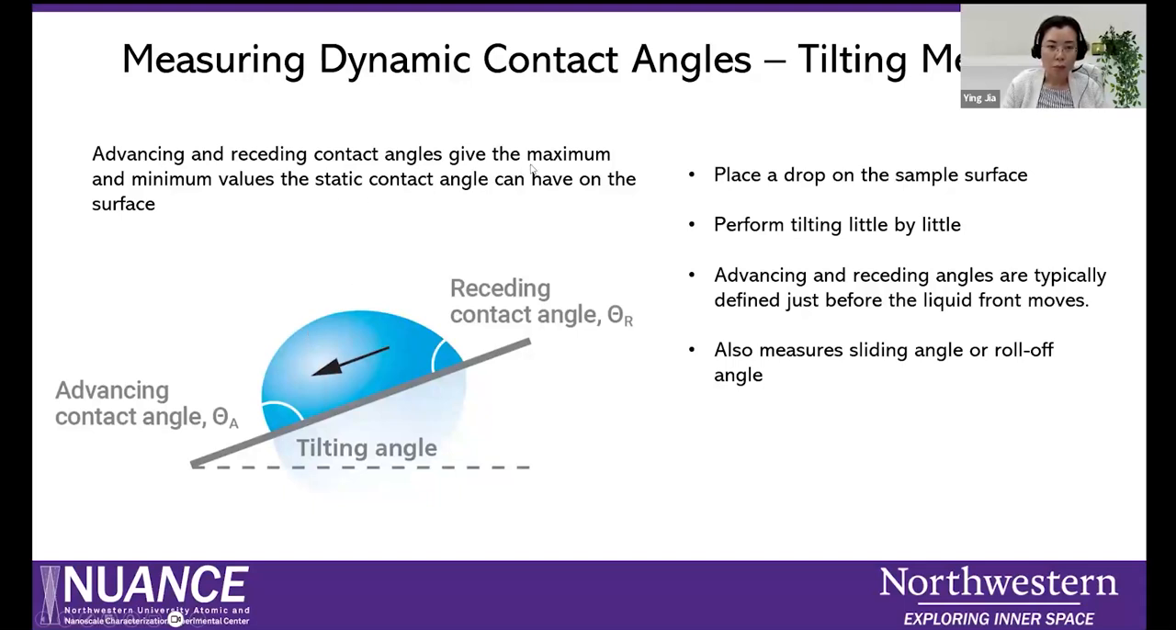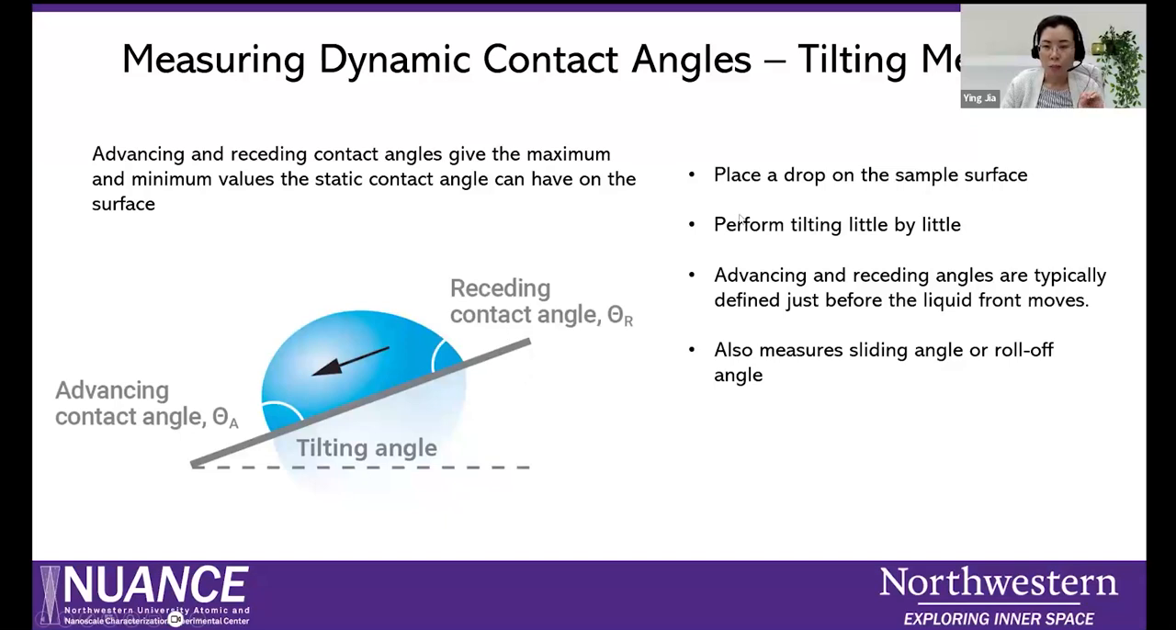So when we're talking about the maximum and minimum, a very intuitive measurement is tilting. If you tilt the sample, the liquid will tilt with you, and you have a bigger angle here and a smaller angle over here. The advancing angle is the maximum contact angle it can reach at the moment the liquid starts to slide off.